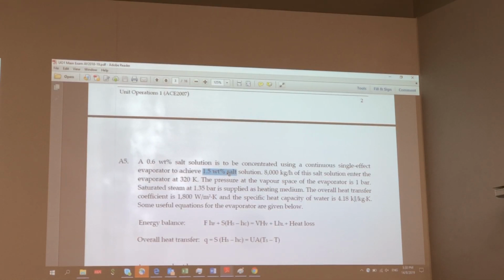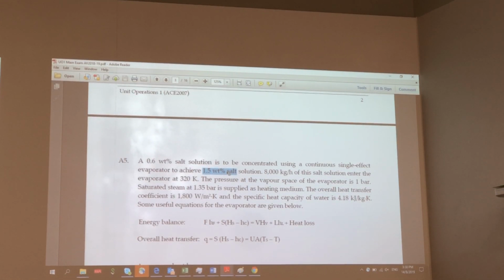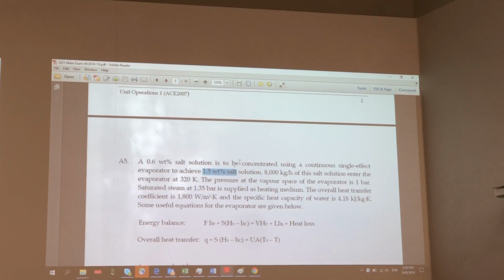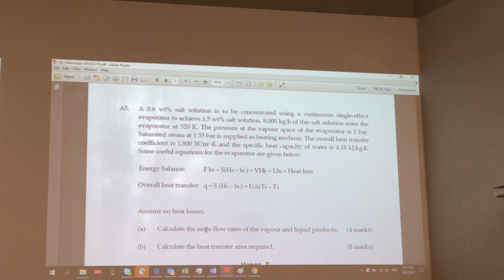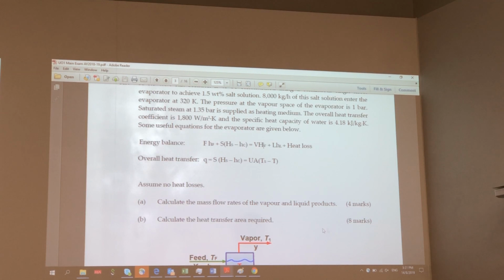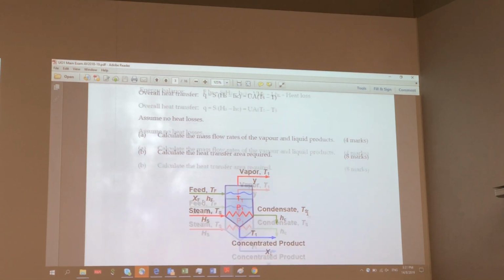So what you need is to apply the material balance and energy balance already given here. You need to find out all the enthalpy values inside here. Then the question asks you to calculate the mass flow rate of vapor and liquid, then calculate the heat transfer area required.